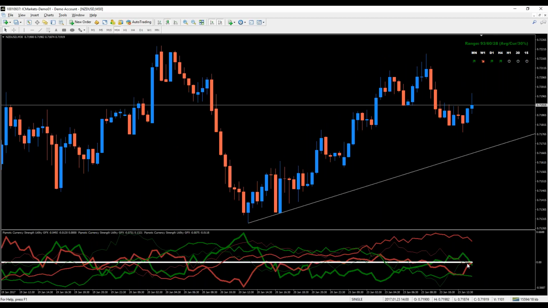And you can see that we have the dollars starting to sell off. The Kiwi's just about to cross it down here. But overall, we have the Kiwis high. So we're expecting this to crawl higher.